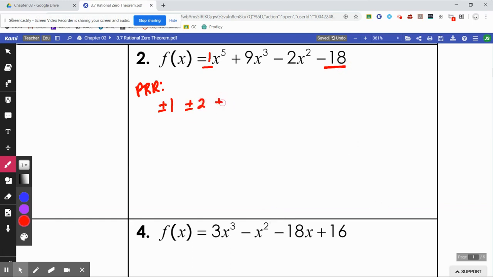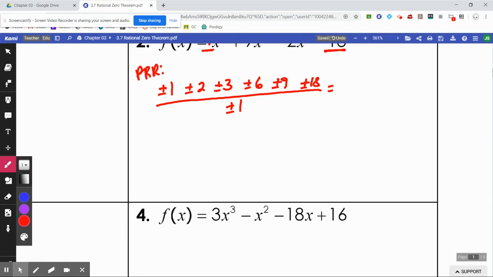2 is a factor of 18. 3 is a factor of 18. 4 is not. 5 is not. 6 is. 9 is. And 18. That's all the factors of 18, positive and negative, over a positive or negative 1, which is the only factor of 1.